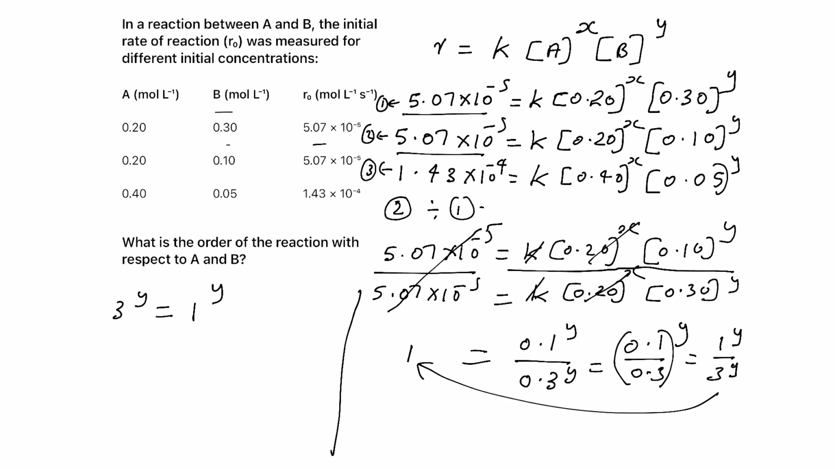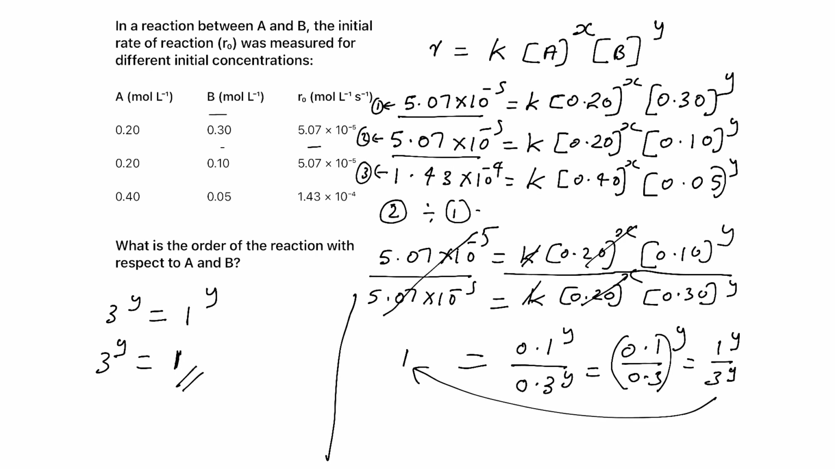Correct. Now we know 1 raised to anything is 1. 1 raised to 10, 1 raised to 100, 1 raised to X, 1 raised to Y, whatever. 1 raised to anything is 1. So the RHS becomes 1. Correct. Now, what do we have? 3 raised to Y is equal to 1. But we know 3 raised to 0 is 1. It's a fact, right? Anything raised to 0 is 1. That we already know, right? So 3 raised to 0 is 1.